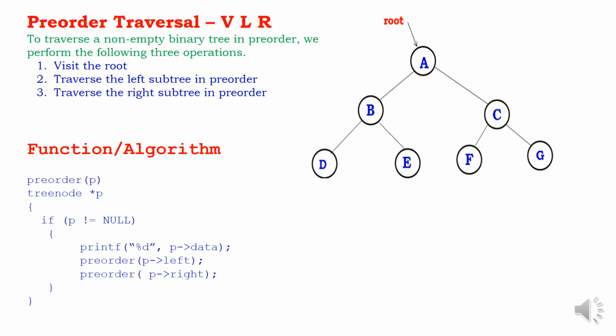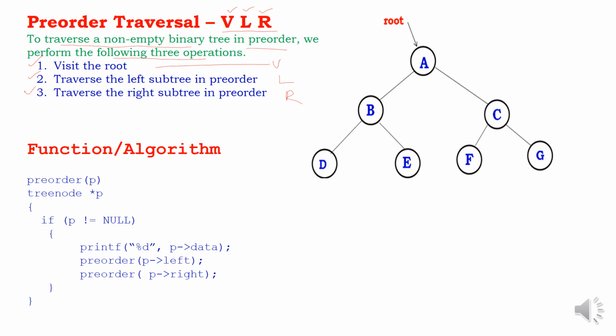Now let me explain the algorithm or function of a preorder traversal. The definition of preorder traversal is VLR. We visit the root node, then traverse the left subtree in preorder, then traverse the right subtree in preorder. The actual definition is: to traverse a non-empty binary tree in preorder, we perform the following three operations: visit the root node V, traverse the left subtree in preorder L, traverse the right subtree in preorder R. V L R.